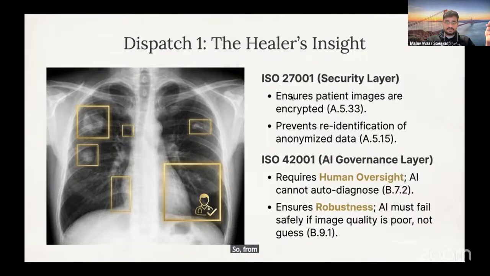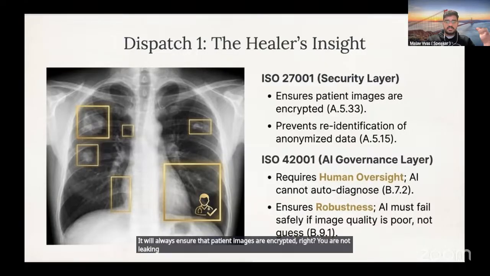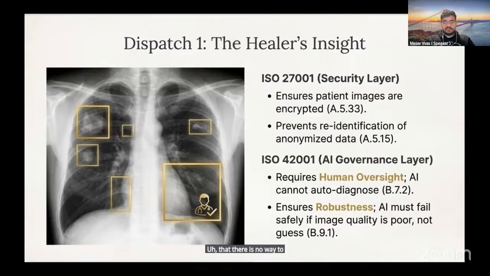From the ISO 27001 side, which is a security layer, it will always ensure that patient images are encrypted, right? You are not leaking any patient data. There is no way to identify a customer from just an X-ray. But it doesn't ensure the quality of the X-ray. That's where ISO 42001 steps in. Imagine that the X-ray is blurry, right? A patient has a tumor, a really big one, but the X-ray was never taken perfectly. It had some quality issue due to machinery or smudges or whatever.